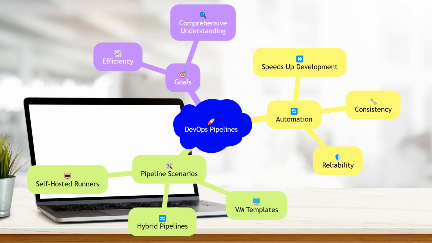In the world of DevOps, build and release pipelines are essential for automating the process of software delivery. These pipelines ensure that code changes are automatically built, tested, and deployed to various environments. This not only speeds up the development process, but also ensures consistency and reliability.